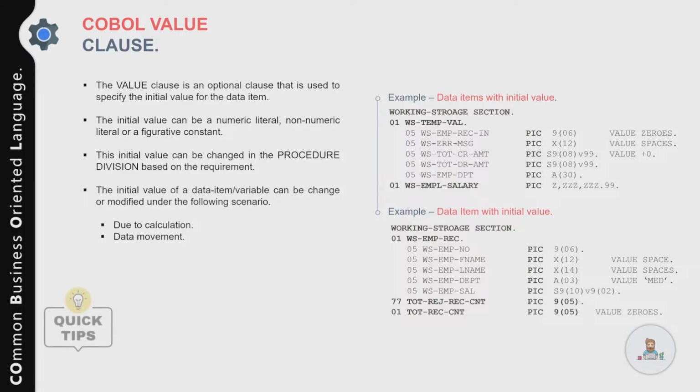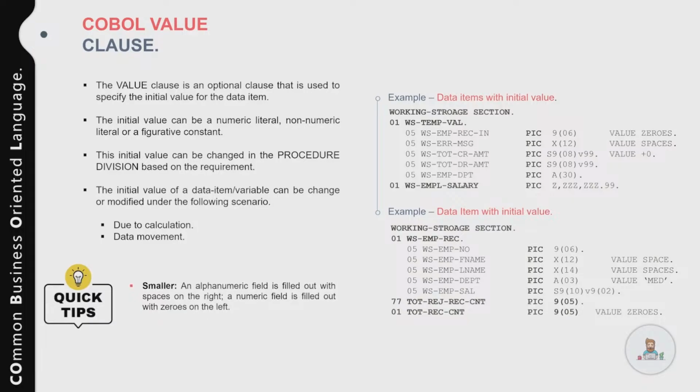Before I wrap up this session, I'm going to highlight a couple of important points. So first one is that in case you're assigning any value that is smaller than what you have defined, then if you have an alphanumeric field, it would be filled with spaces on the right. And if you have a numeric field, then it will be filled with zeros on the left. And in case you assign a value which is larger than what you have defined, then in that scenario, we are going to get an error message.